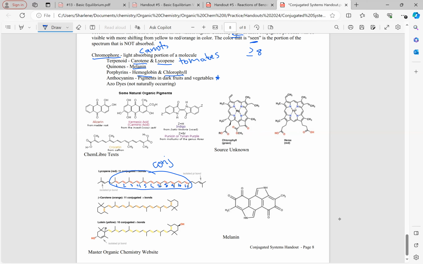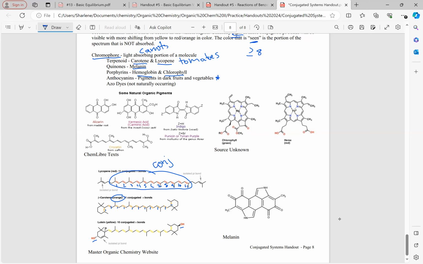Well, carotene has 1, 2, 3, 4, 5, 6, 7, 8, 9, 10, also 11. But do you notice they're in a little bit different conformation? This one comes out as orange, right? And then this nice yellow down here has a couple of hydroxy groups on it. But those are just some examples of naturally occurring ones. Well, those are, basically, your terpenoids.